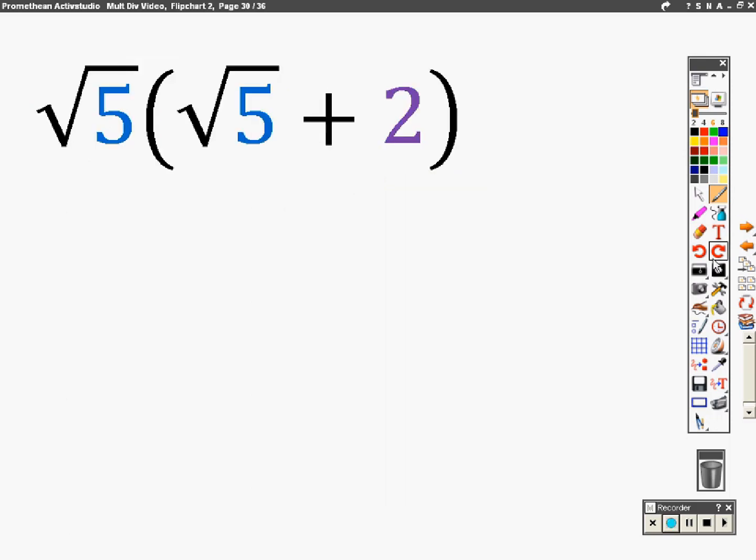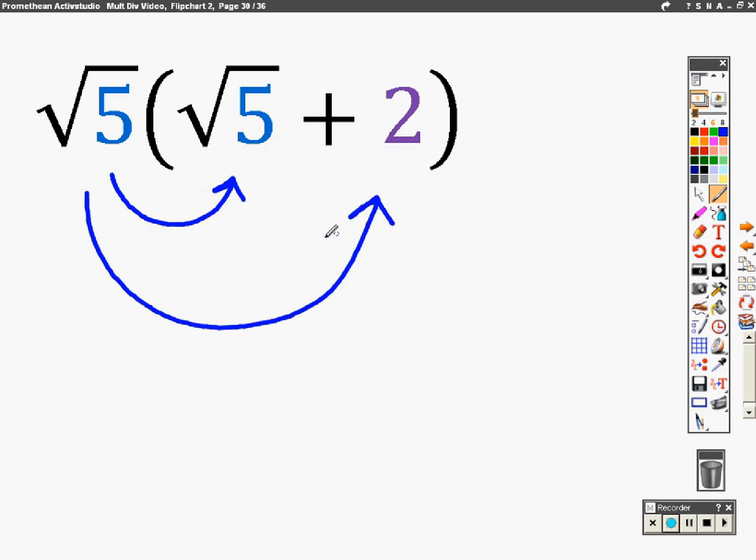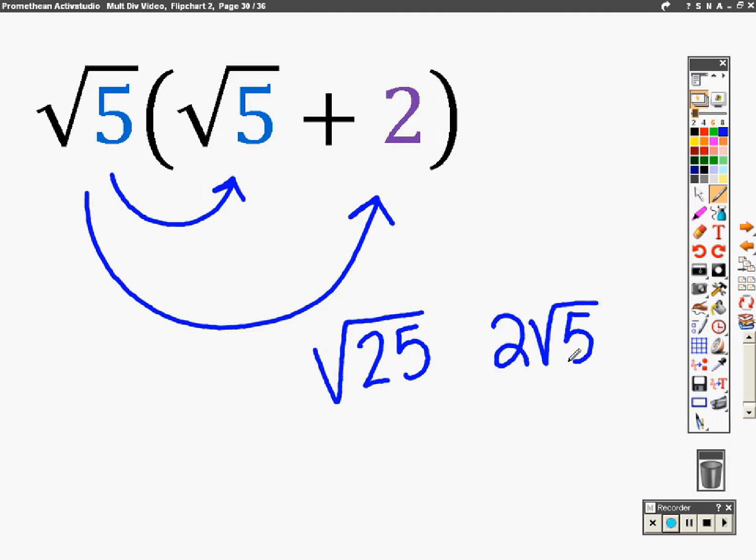Let's try a little distributing. This acts as if it was any other integer distribution. I'm going to multiply the square root of 5 to both parts of my parentheses. When I take the square root of 5 and multiply it by the first square root of 5, I get the square root of 25. When I take the square root of 5 and multiply it by 2, I get 2 radical 5. Remember, insides with insides and outsides with outsides.